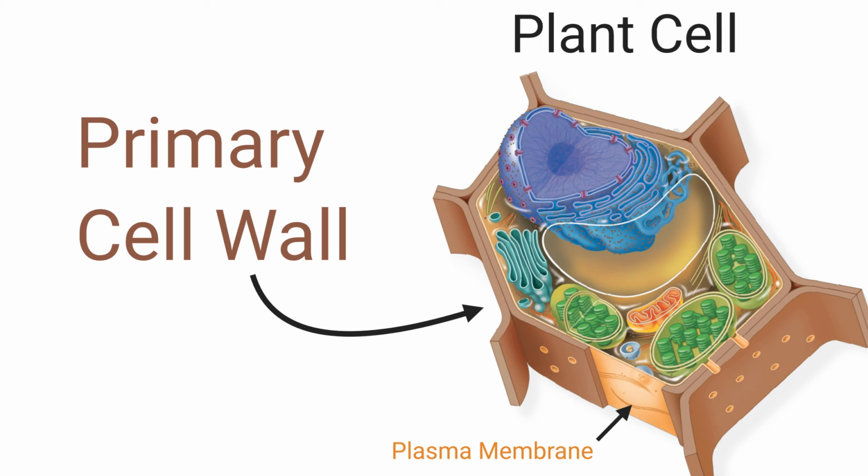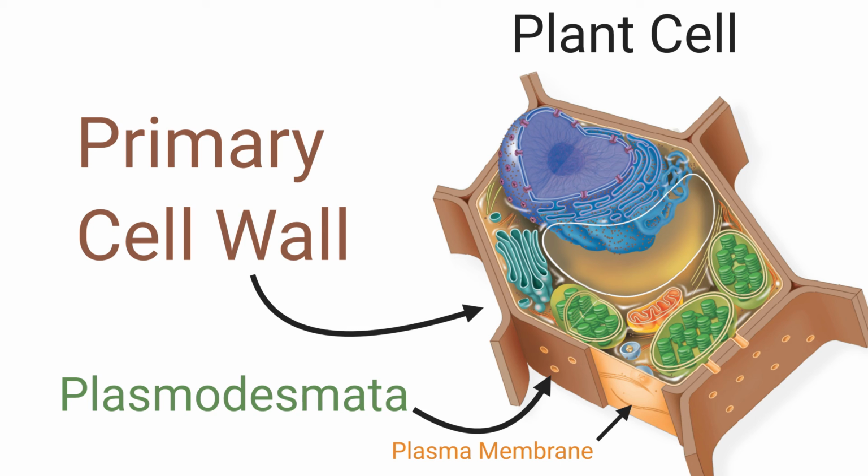As plants age, they sometimes add what is called a secondary cell wall between the plasma membrane and the primary cell wall. This helps to strengthen the plant structure. These cell walls also contain membrane-lined channels that can pass water and small molecules between the cells. These channels are called plasmodesmata.